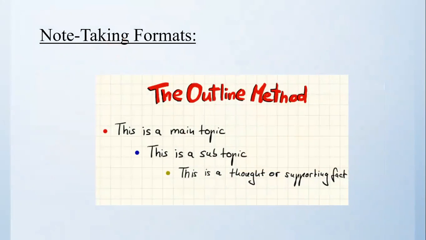Let us begin with the first strategy, outline method. This allows students to organize the information presented to them in a highly structured and logical manner. It resembles the skeleton of a textbook chapter or lecture and serves as a cohesive study guide when preparing for exams. When using the outline method, always be sure to begin with the main topic of discussion, then the subtopic or subtopics, and finally any supporting facts or thoughts.